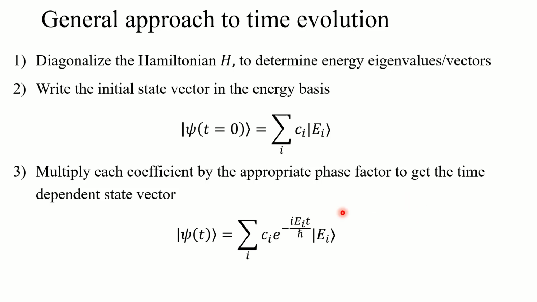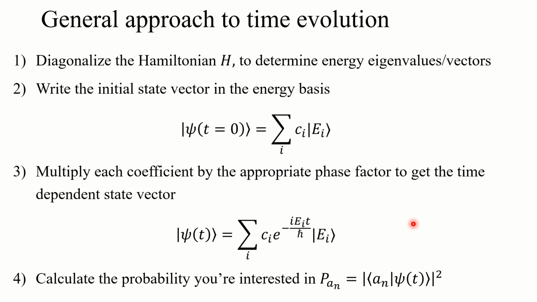So this gives us our state vector as a function of time, and then once we've done that, we can look at the probability that we're interested in. What's the probability of measuring some observable at some later time? Basically, once we have this, we can look at our expectation values or our probabilities at whatever time we want, because we have our state vector as a function of time, showing how the system evolves in time.